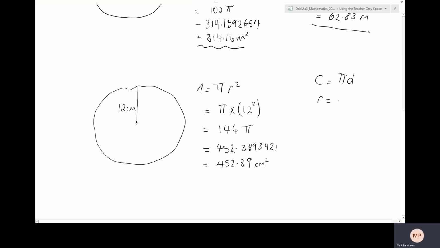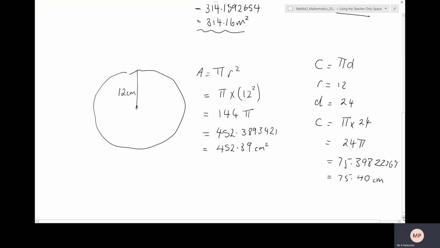Now circumference is pi d. Now we know the r is 12, therefore we know the d is 24. So c is pi times 24. Type in the calculator 24 pi in terms of pi, but as a decimal, 75.39822369, which comes out as 75.40 centimeters.